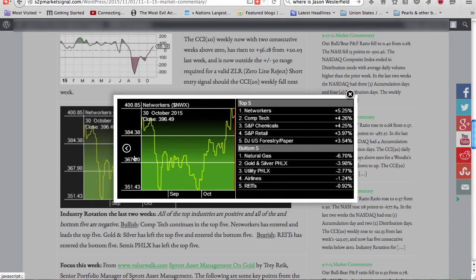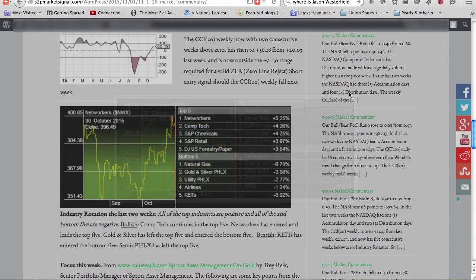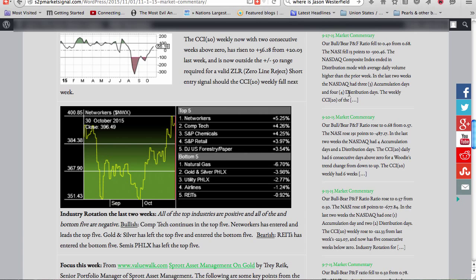Industry rotation the last 2 weeks. All of the top industries are positive, and all of the bottom 5 are negative. Bullish comp tech continues in the top 5. Networkers has entered and leads the top 5. Gold and silver has left the top 5 and entered the bottom 5. Bearish REITs has entered the bottom 5. Semis has left the top 5.